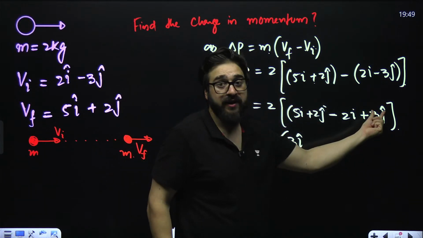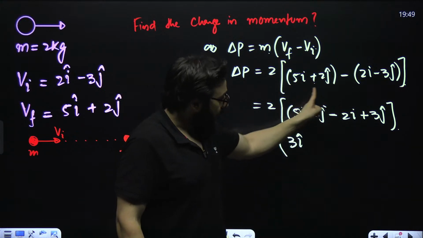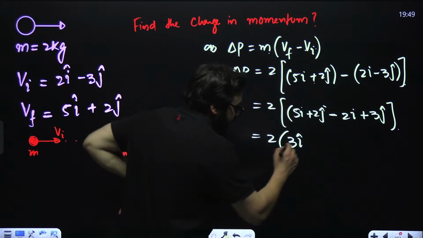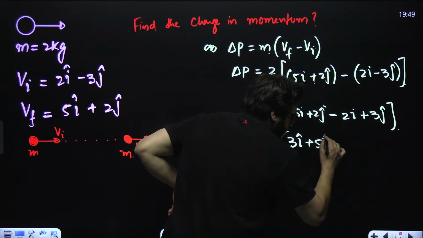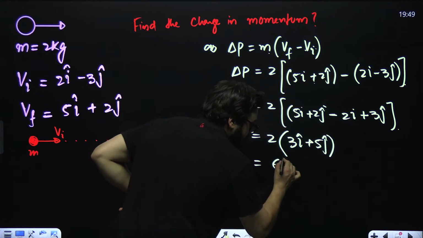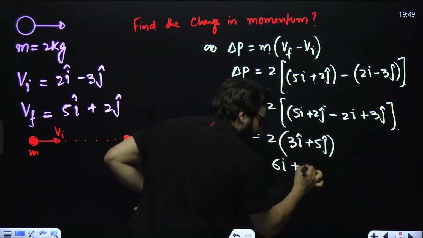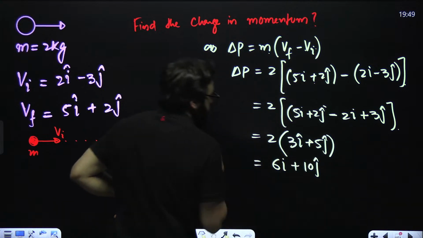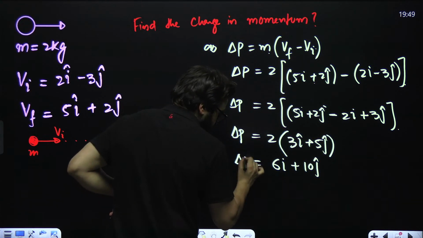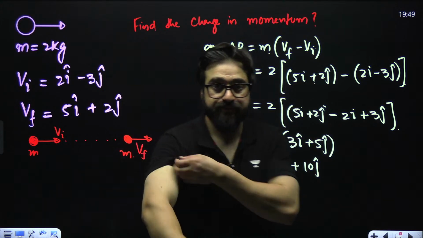Now 2j plus 3j. You have to add i with i, j with j. So 2j plus 3j is, we say, sir, 5j over here. Okay. Now how much is 2 into 3? It is 6i, plus 2 into 5 is 10j. So this is the value of change in momentum over here.